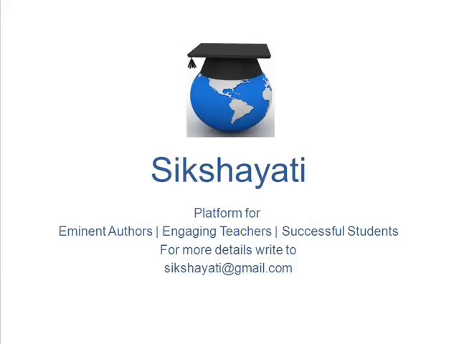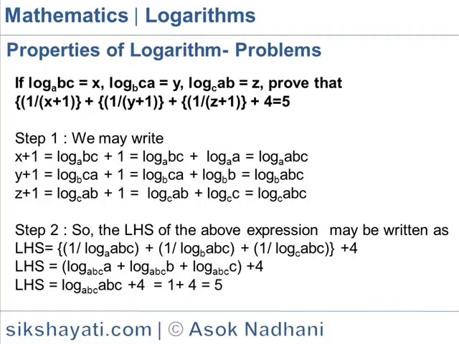If log of BC to base A is equal to x, log of CA to base B is equal to y, log of AB to base C is equal to z, then prove that 1 by x plus 1 plus 1 by y plus 1 plus 1 by z plus 1 plus 4 is equal to 5.